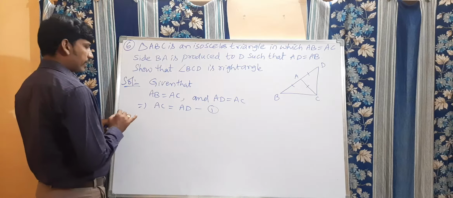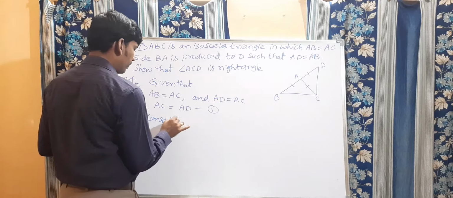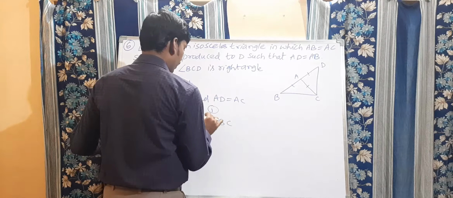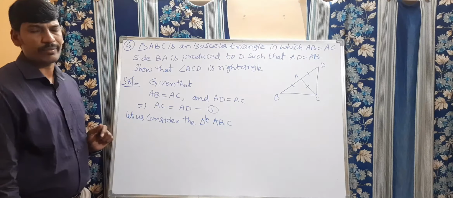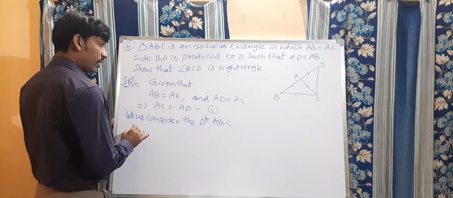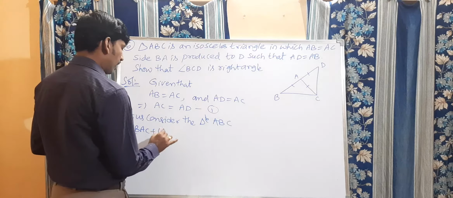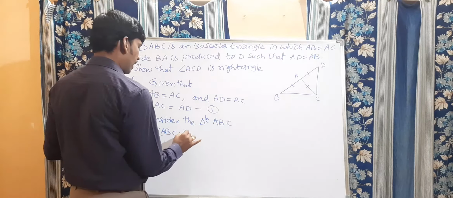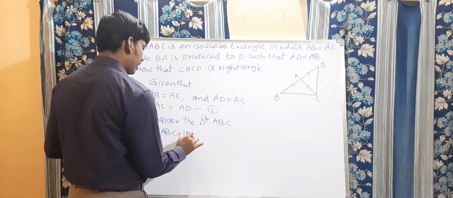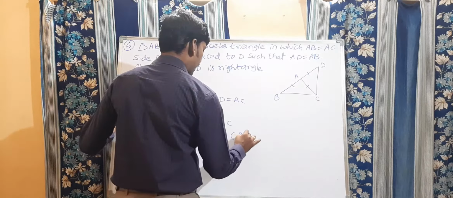In this, let us consider the triangle ABC. In this, sum of the angles in the triangle is how much? Yes, 180 degrees. Angle sum property. So angle BAC plus angle ABC plus angle BCA is equal to 180 degrees. That is angle sum property.